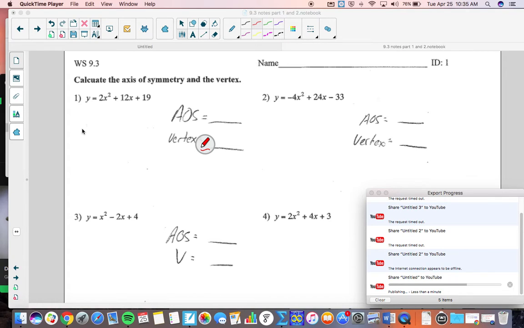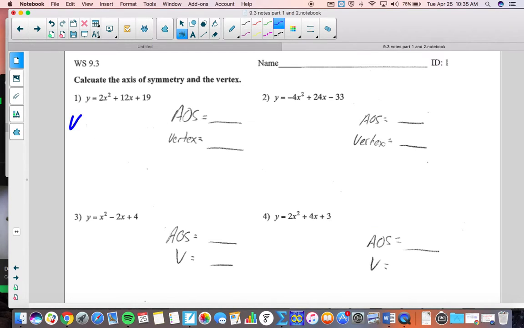Worksheet 9.3, we're calculating the axis of symmetry and the vertex. So remember, to do this, we'll find the x value of the vertex, which is the opposite of b, divided by 2a. So here, b is 12, so we'll do a negative 12. The opposite of that is negative 12 times 2 times a, which is 2. So we get negative 12 over 4, which is negative 3.